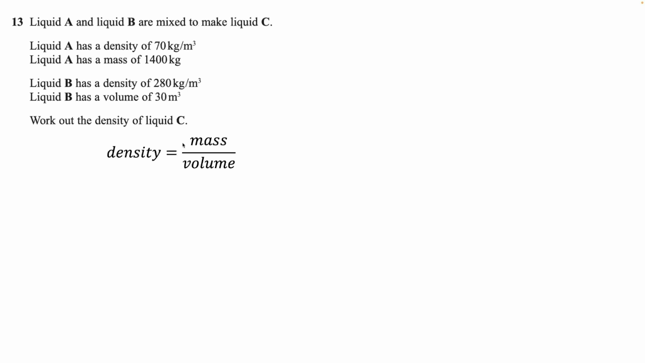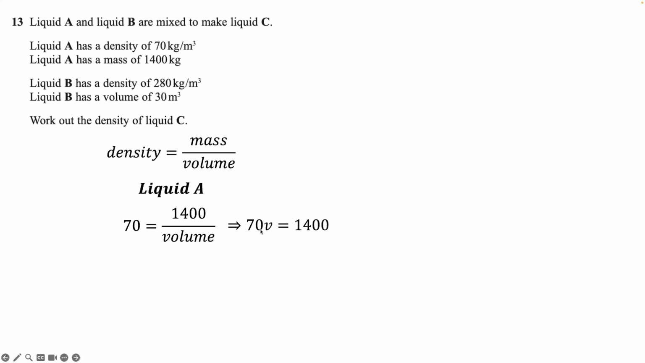So let's plug in the values for liquid A. We're given the density is 70. We're given the mass is 1400, but we're not given the volume. That's the unknown value. So let's say the volume is V. I can work out the volume by multiplying both sides. So I get 70V equals 1400. And because 14 divided by 7 is 2, we can say that V is equal to 20.